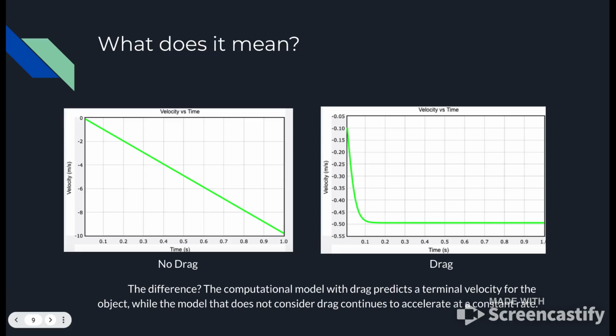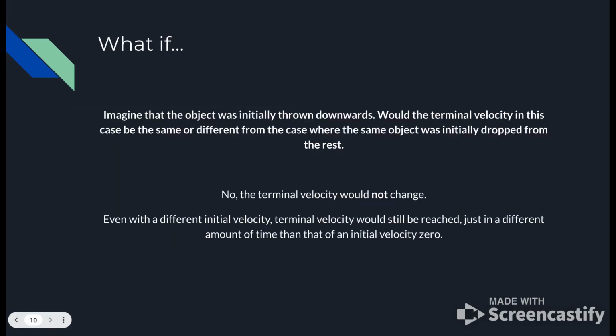And what does this mean? It means the computational model with drag predicts a terminal velocity for the object, while the model that does not consider drag continues to accelerate at a constant rate. So these were the two graphs that came out of the code. And you can see that drag is a more accurate representation than the constant rate that no drag has.